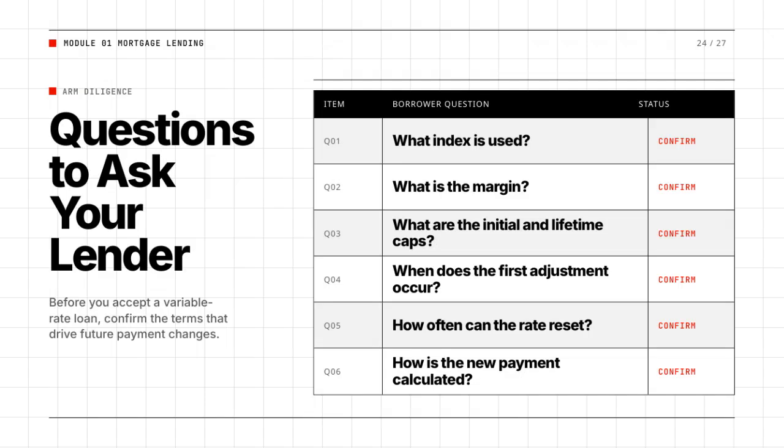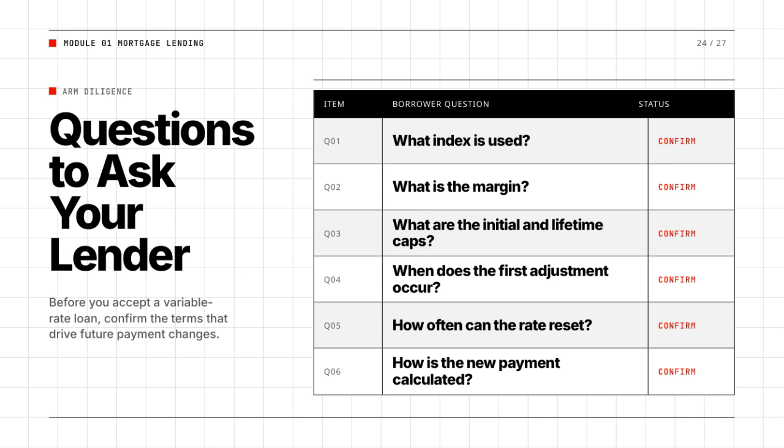Before you agree to a variable rate or adjustable rate mortgage, it's crucial to fully understand the terms that will affect your future payments. Start by asking your lender what index is used, since this determines the base interest rate your loan will follow. Next, find out the margin, which is the additional percentage your lender adds on top of the index to set your actual rate.